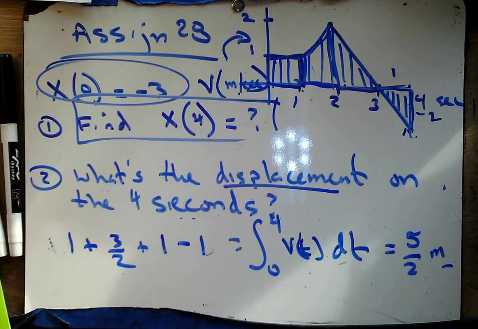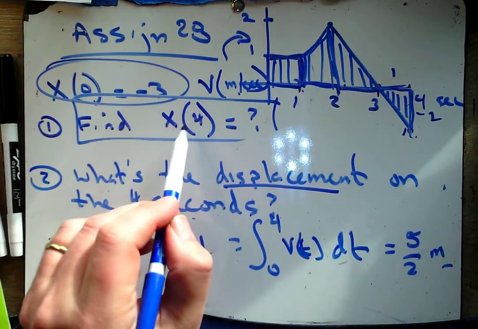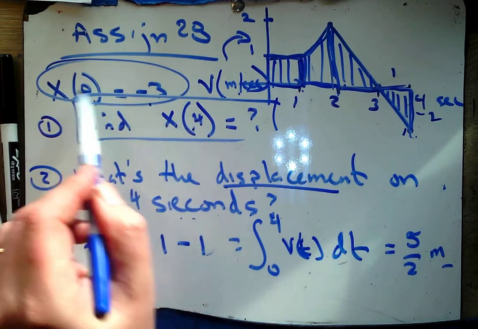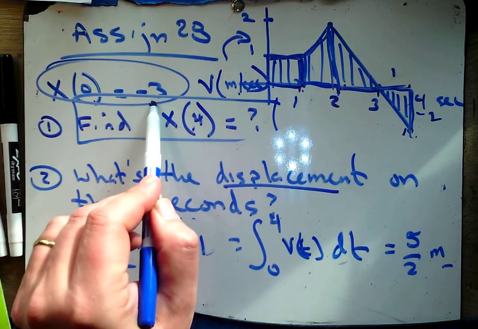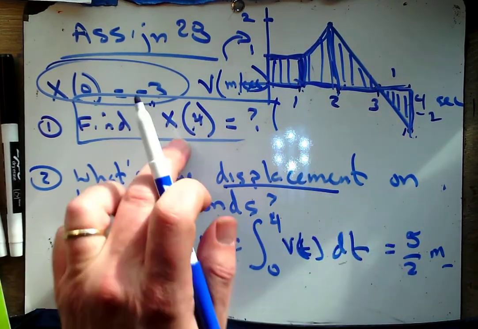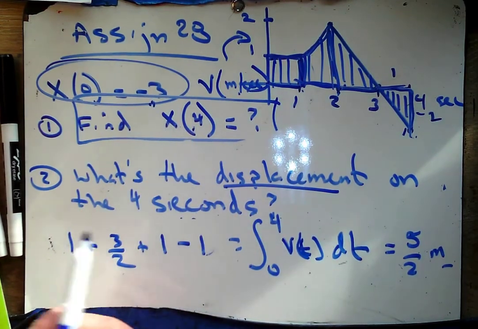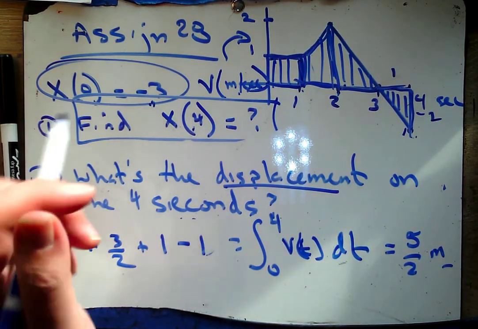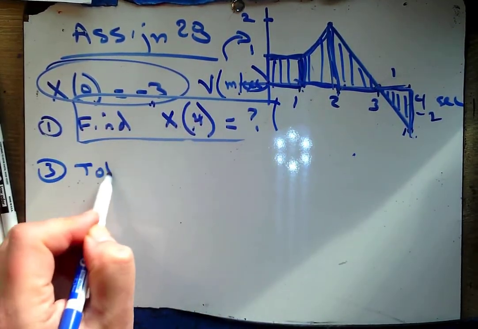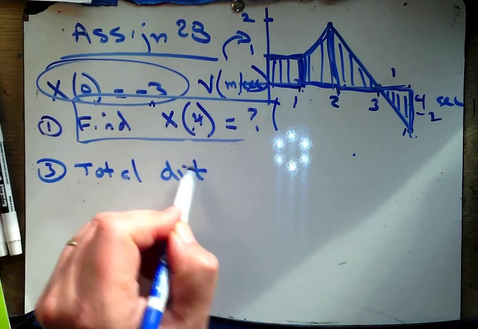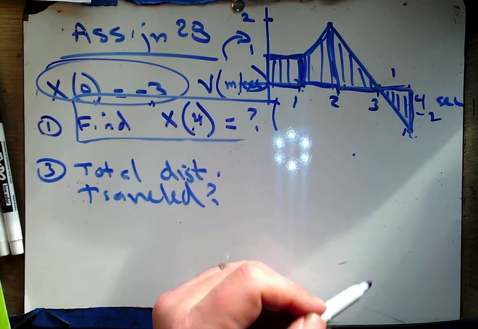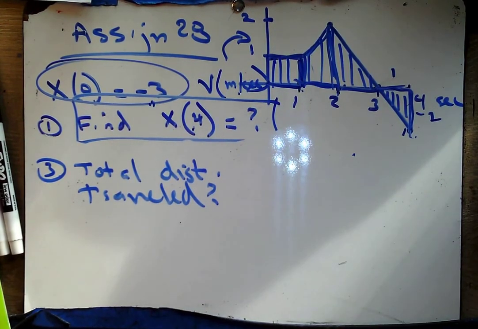And does that make sense in the context of the problem? Well, remember when we were looking just now for x of 4, and we knew that x of 0 was -3? Well, if I take -3 and I change that position by 2.5, when I get to x of 4, this particle has a position of -1/2. Okay. The last question I want to ask is, what's the total distance traveled? So, pause the video, give it a try.